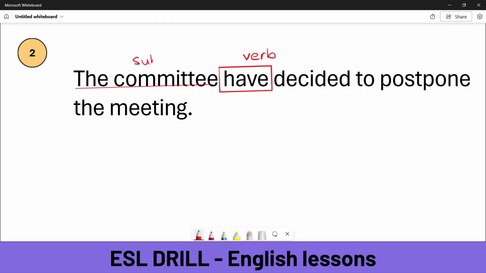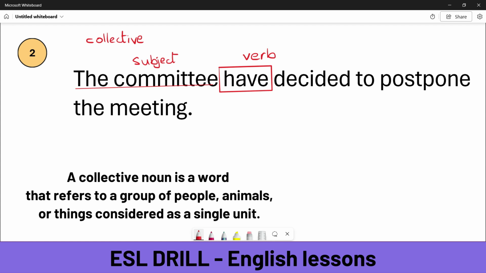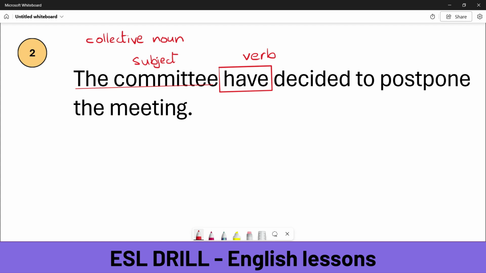Now, committee is actually a group of people who get together to do a certain thing. Okay, here committee is actually a collective noun. So, these things are always talked about as a collection, a single collection. So, we call them collective nouns. Collective nouns are usually singular. And the verb must be in agreement with the subject. Because the subject committee is singular, we need to use a singular verb.